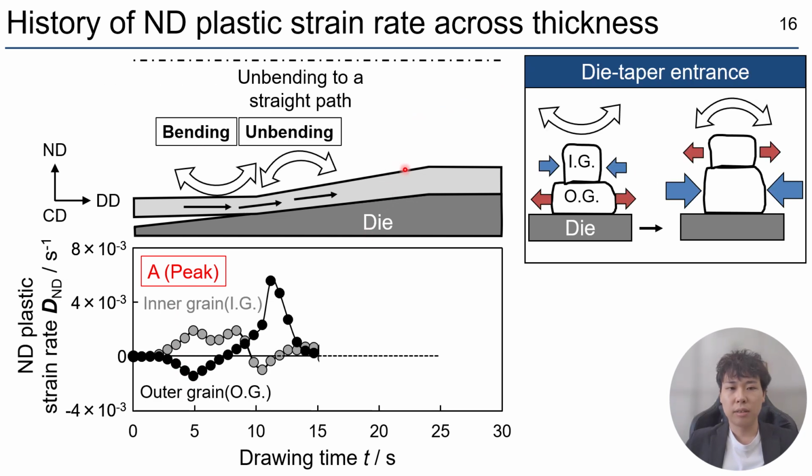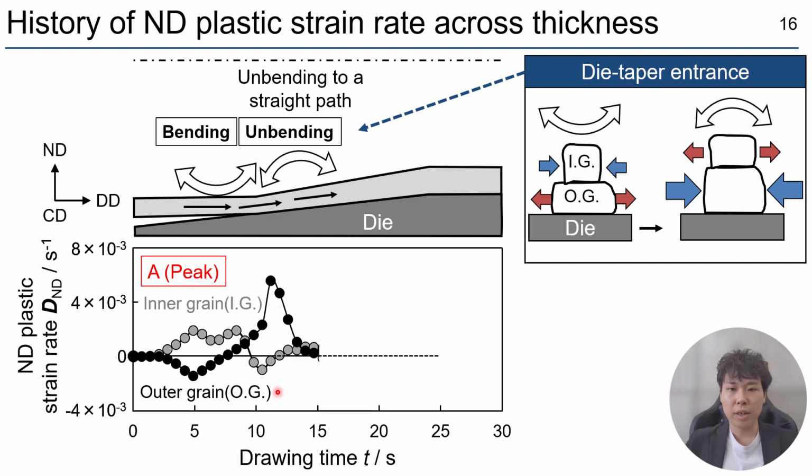Next, at the entrance of the die taper here, the once bent tube is unbent and straightened. This produced deformation with the opposite sign to the previous bending stage. Therefore, ND plastic strain became positive on the outer grain and negative on the inner grain.